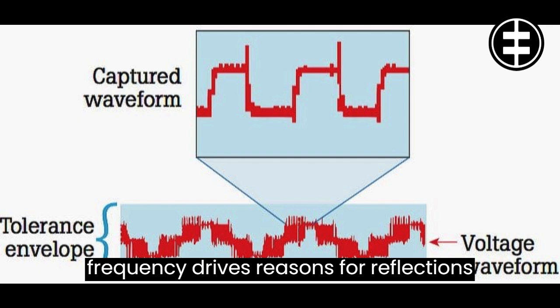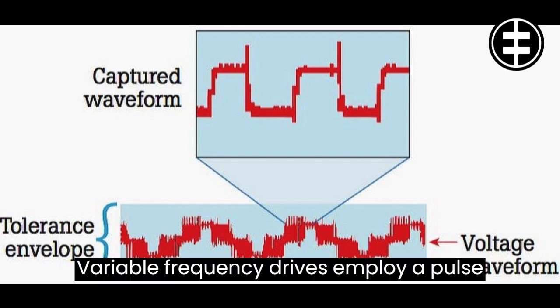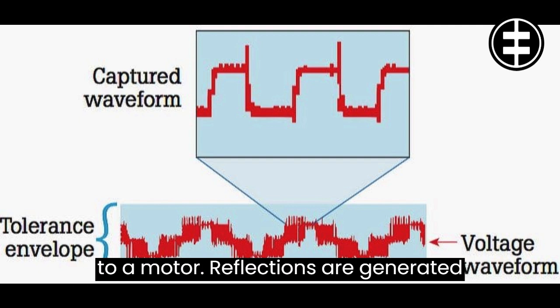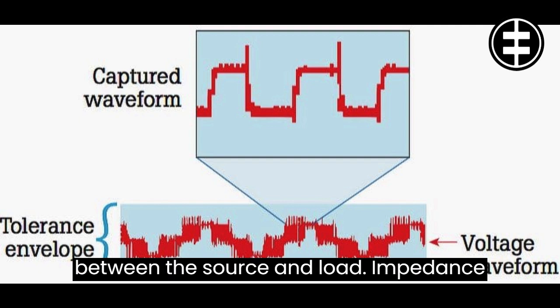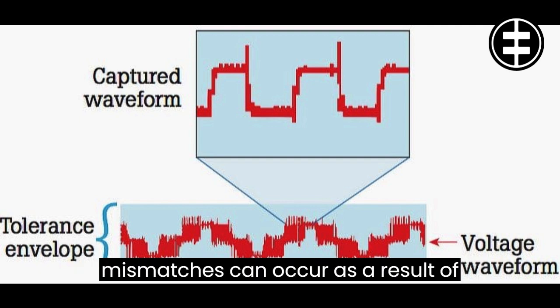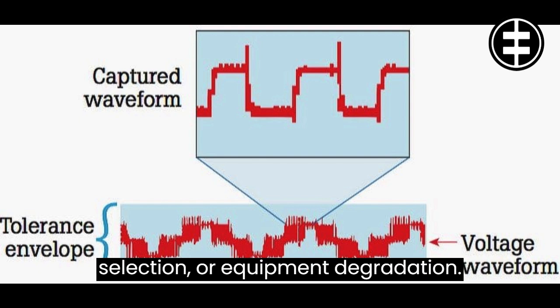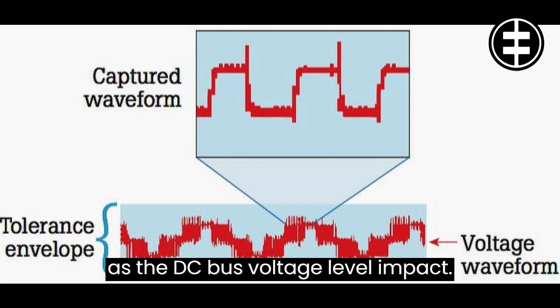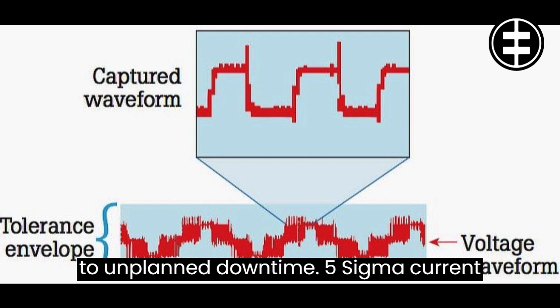Variable frequency drives reasons. 4. Reflections on drive output PWM signals. Variable frequency drives employ a pulse width modulation (PWM) technique to control the output voltage and frequency to a motor. Reflections are generated when there is an impedance mismatch between the source and load. Impedance mismatches can occur as a result of improper installation, improper component selection, or equipment degradation over time. In a motor drive circuit, the peak of the reflection could be as high as the DC bus voltage level. Impact. Motor winding insulation breakdown leads to unplanned downtime.